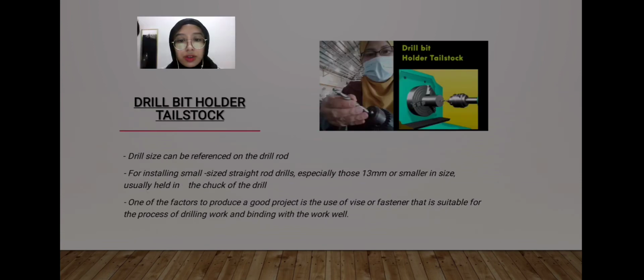This one is drill bit holder tailstock. Okay, they have 3. First, drill size can be referenced on the drill rod. Second, for installing small size straight rod drills, especially those 30mm or smaller in size, usually held in the chuck of the drill. Third, one of the factors to produce a good project is the use of vise or fastener that is suitable for the process of drilling work and binding with the work well.